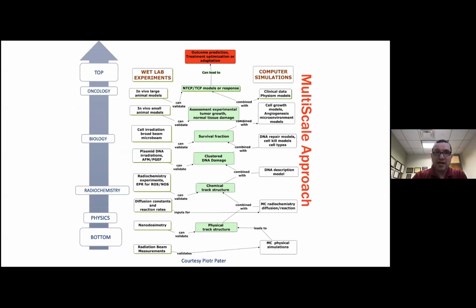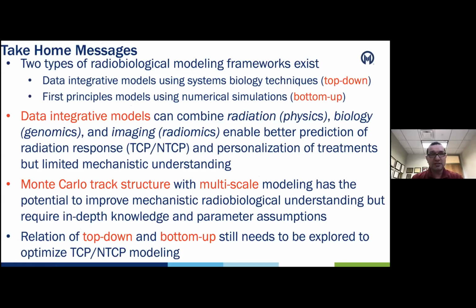Ideally, what we would like to have is a bottom-up and top-down approach, where information from the track structure modeling techniques can help the integrative models, and the integrative models, whether using analytical techniques or more advanced machine learning techniques, can help optimize our estimate of TCP and NTCP. And in this cartoon, we're showing some of the steps that are required for the validation of this kind of composite approach.